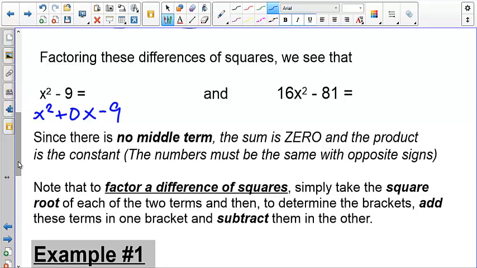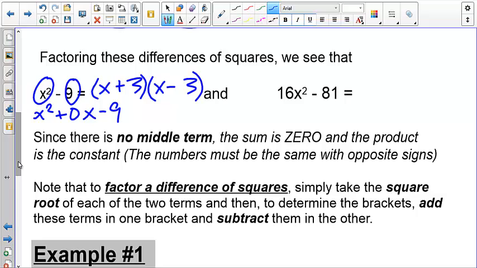In real simple terms, you set up your brackets just like it was a FOIL question, and you take the square root of the first term. The square root of x squared is just x. There are your first terms. You take the square root of the second term, which is 9, and that gets you a 3 here and a 3 here. Then one of them has to be plus and one of them has to be minus, because they cancel each other off. And there you go. That's how you factor a difference of squares.